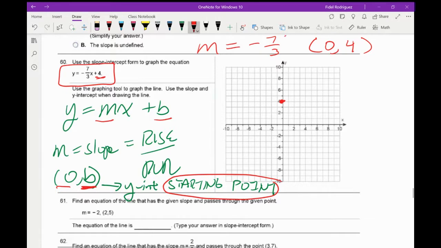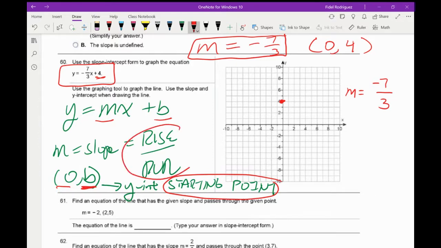Now, when it comes to my slope, there's a negative hanging out in the front. That negative in the front, we can think about it belonging to the top number, or we can think about it belonging to the bottom number. What we can't do is say it's with both. So I'm going to say that's a negative 7 over a positive 3.